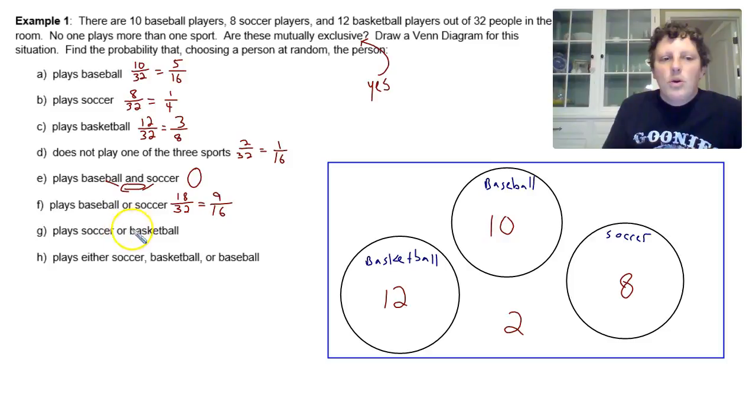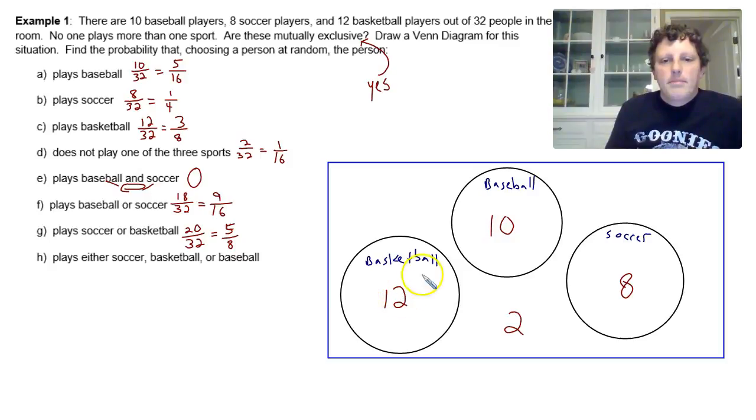All right, soccer or basketball. Remember, "or", it's okay to play soccer. It's okay to play basketball. So we'll put those together to get 20/32. And 20/32, I believe, is 4 over, oh, sorry, that's 5/8. 5/8.